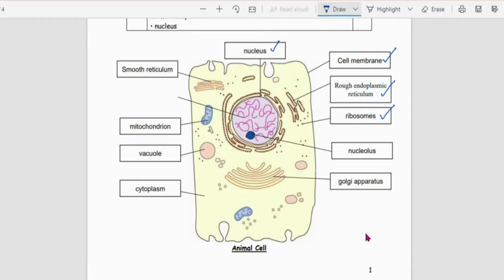Mitochondrion, okay, this is a mitochondrion. Mitochondrion actually looks a bit like a bean. Some of my students call it a jelly bean with veins. Jelly bean with veins. Now, this is the next part.